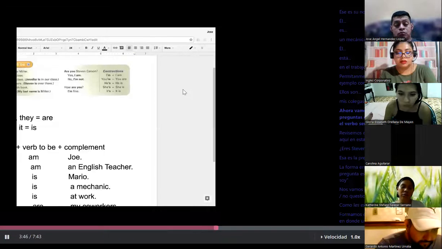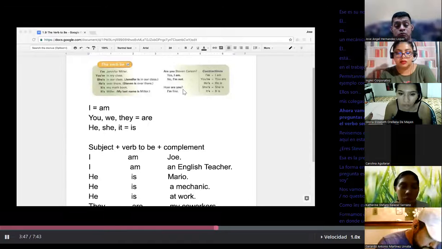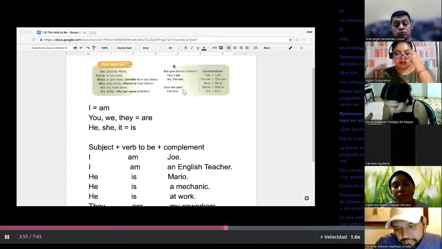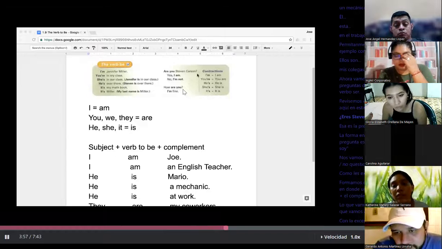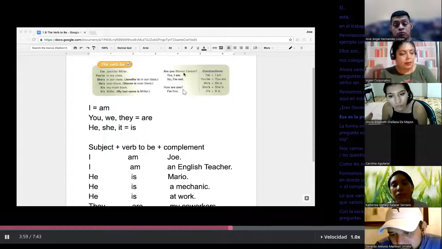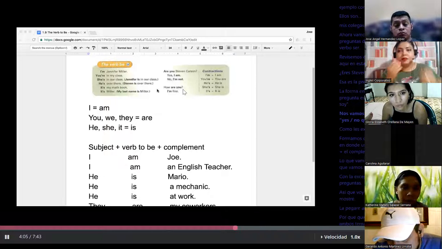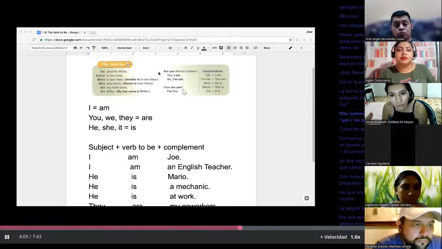Now let's learn how to form yes or no questions using the verb to be. Let's look at this example that you see here on this chart. Are you Stephen Carson? That's a question. The way you respond to that question is by saying yes I am or no I'm not. Then there's one last question there. How are you? We're going to focus on forming these yes and no questions using the verb to be.